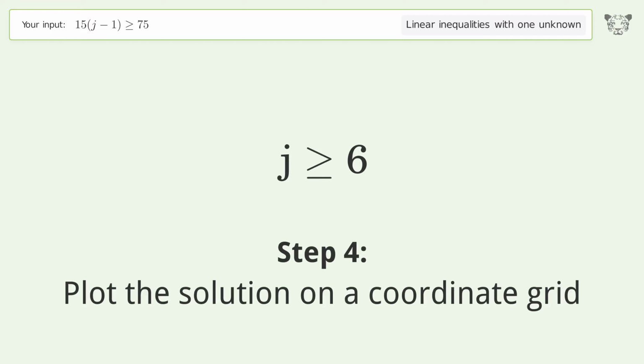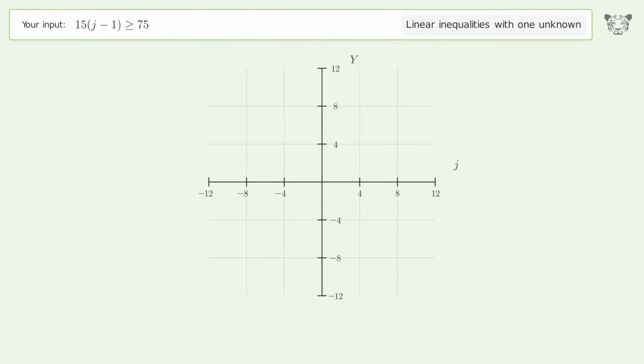Plot the solution on a coordinate grid. And so the final result is j equal or greater than 6.